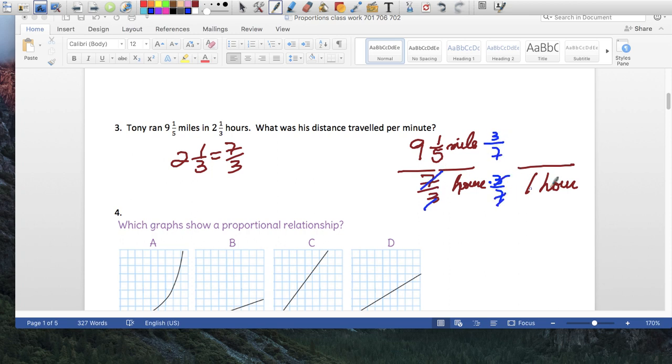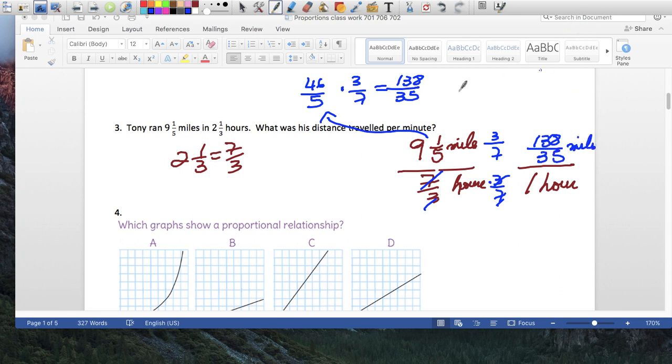So at the bottom, I get 1 hour. And on top, 9 1/5, which is 9 times 5 is 45, 46 over 5, right? So this can be rewritten as this. Multiply by 3 over 7, and I'm going to get some ridiculous number. 46 times 3 equals 138 on top and 35 at the bottom. Don't worry about that for now. So 138 over 35 miles in 1 hour.